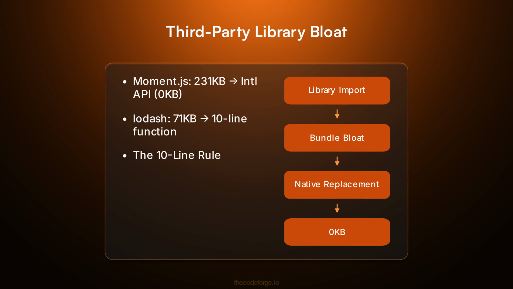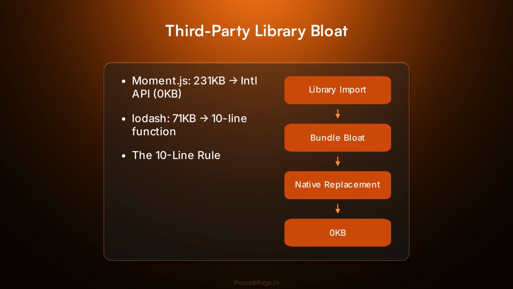Third-party libraries are the largest source of unintentional bloat. Moment.js at 231 KB should be replaced with the native Intl API. Lodash at 71 KB can often be replaced with a 10-line function. Before installing a library, ask, can I write this in 10 lines of native code?